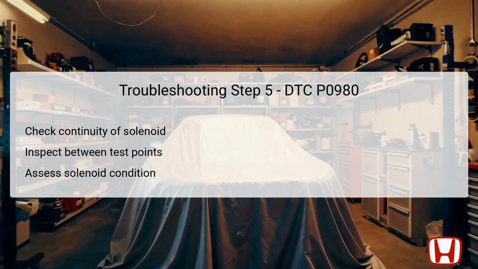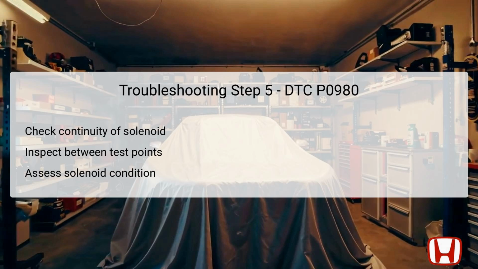Upon checking for DTC P0979, if the code appears, the technician must turn the vehicle to the off lock mode. After ensuring that all jumpers are removed, continuity tests will be performed between specified test points. For this test, measure continuity between the second pin of the solenoid's 2P connector and a reliable body ground.